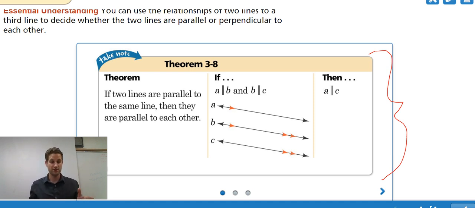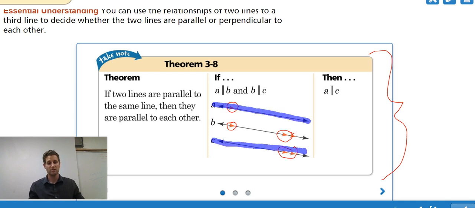And we're going to talk about some relationships between parallel and between perpendicular. Okay, so if two lines are parallel to the same line, so A is parallel to B, and notice these little pieces show that A and B are parallel, then they're parallel to each other. So A and B are parallel, and B is parallel to C. So what I can conclude is that line A is parallel to line C. This theorem is actually much like the transitive property for parallel lines.